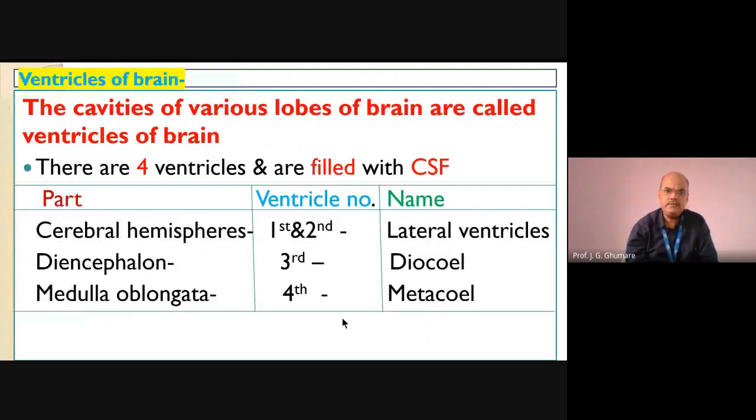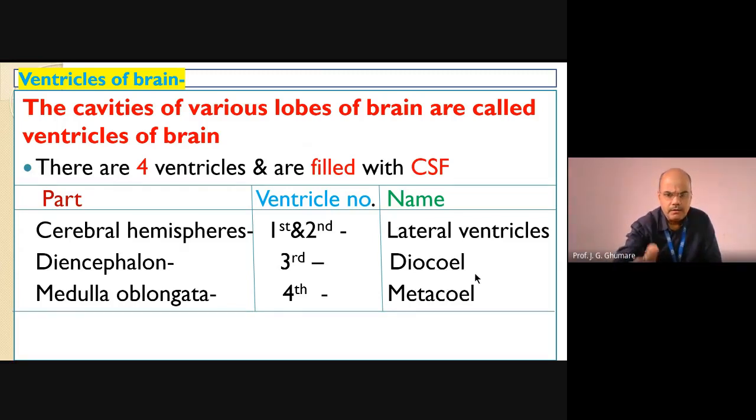Ventricles of the brain. We already started with cerebrospinal fluid, to discuss the cavities present in the brain, and these cavities are called ventricles of the brain. Four are there. We have a name, number, and the part where each is present. The first and second ventricles are present in the cerebral hemispheres, and are called lateral ventricles. The third one is present in the diencephalon, which is called diocele. And the fourth one is present in the medulla oblongata, which is called metacele. That's it. This is important.